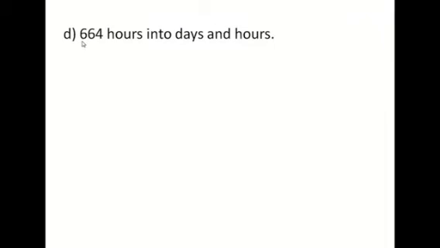Look at this sum. It is 664 hours. You have to convert into days and hours. It is given in hours. So what is the relationship between days and hours? You know 1 day equals 24 hours. You are in hours. You have to convert it into days and hours. So you have to divide by 24. So you can write it like this, 664 divided by 24, as 24 hours equals 1 day. So we will divide 664 by 24. So please do it in your working column.